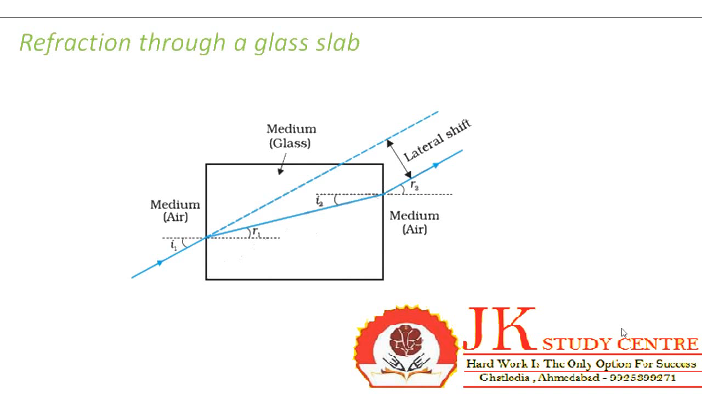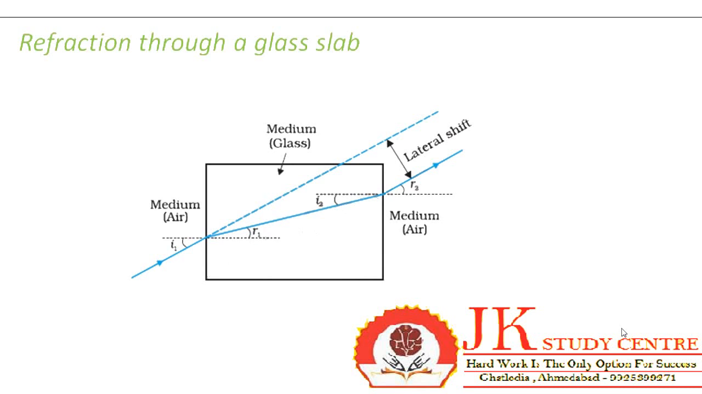Now let us look at the phenomenon of refraction through a glass slab. What happens when a ray of light passes through a glass slab? That is, it first enters from air to glass slab, then again it moves from glass to air. That means there are two transitions. First there is a change in medium when it enters from air to glass. Again there is a change in medium when it moves from glass to air.